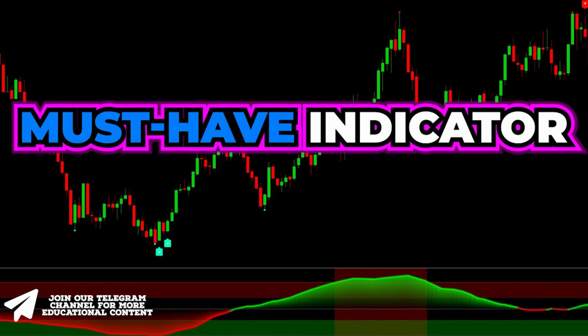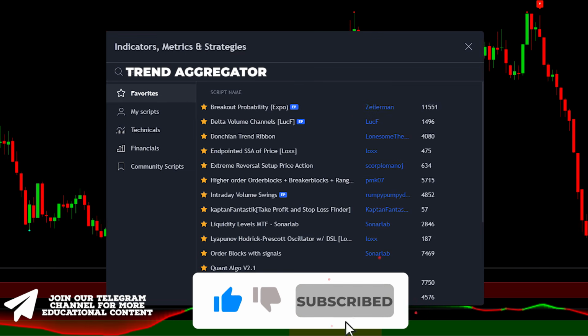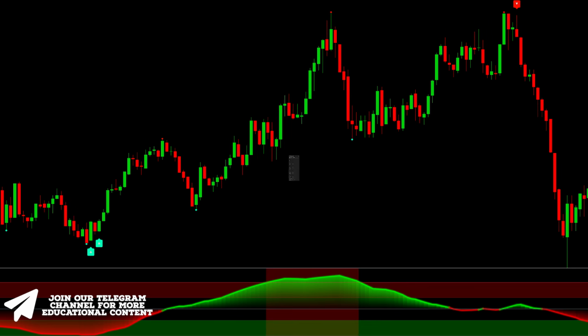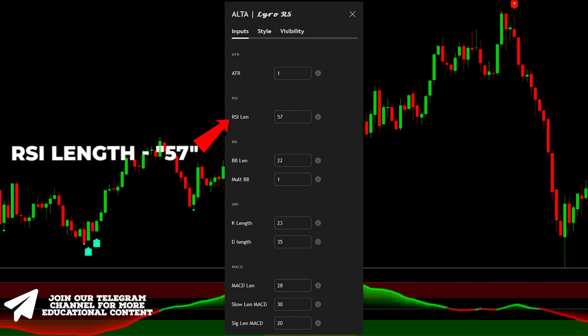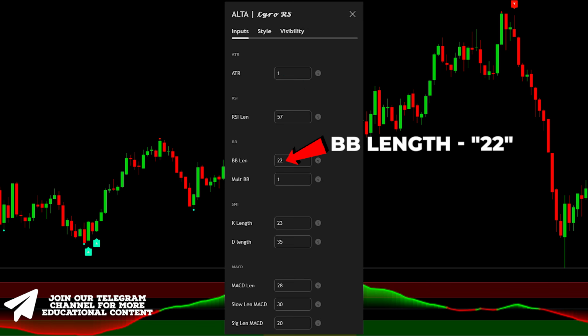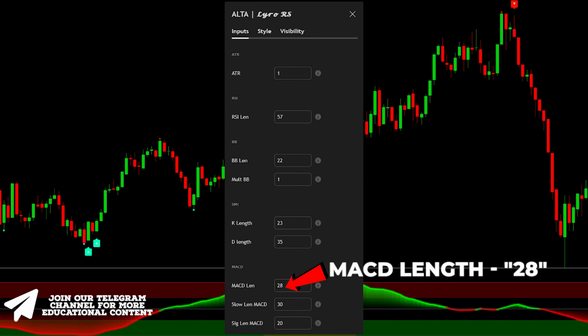To apply this must-have indicator, open the Indicators tab, type in Trend Aggregator, and click on the one displayed here. In the Inputs menu, change the ATR to 1, the RSI length to 57, the BB length to 22, the K length to 23, and the MACD length to 28.